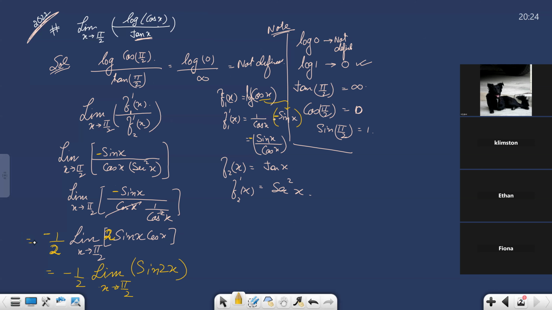Check it please. Now you can very comfortably put the data in: minus 1 by 2, and limit x tends to pi by 2, sine 2 into pi by 2. This cancels out, and I will be left with minus 1 by 2 sine pi. Sine pi is 0, and 0 is a well-defined number, sir. Therefore, the answer is 0. A 3-mark question, very simple, sir. Keep on differentiating and you are going to get the result. It is as simple as this.